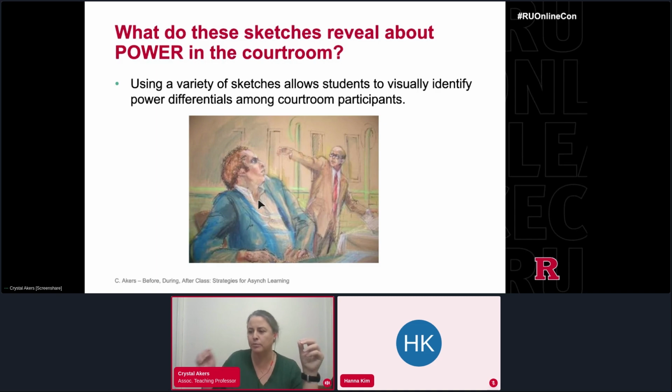So we get one more participant in the courtroom. And this client's shrinking away from the attorney, right? Who's standing and being much more physically dominant. So I'm setting up this priming activity, again, where students are able to visualize the power differentials in the courtroom. And you're using a lot of emotional words too, scared and vulnerable. So you're getting a sense of emotion from this.